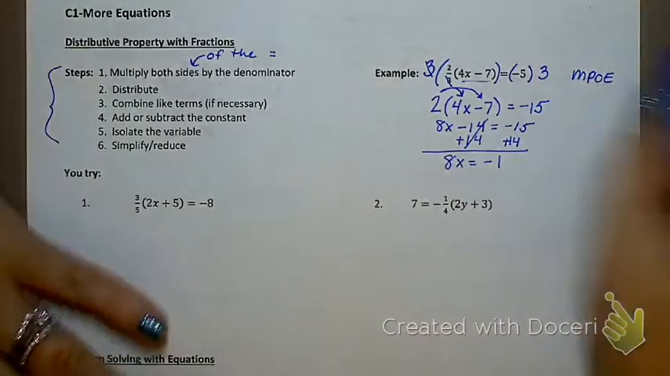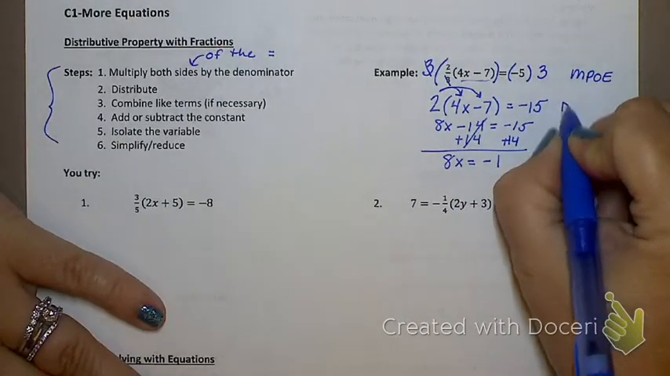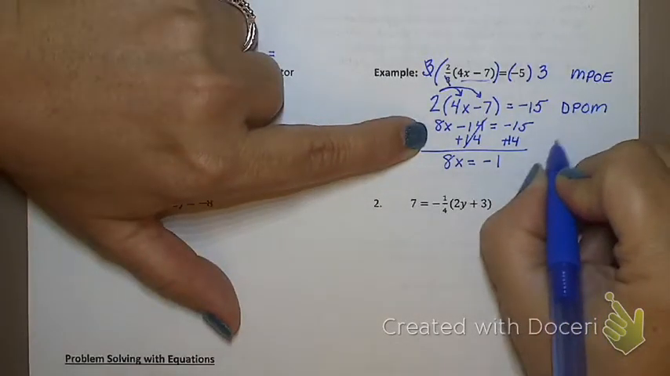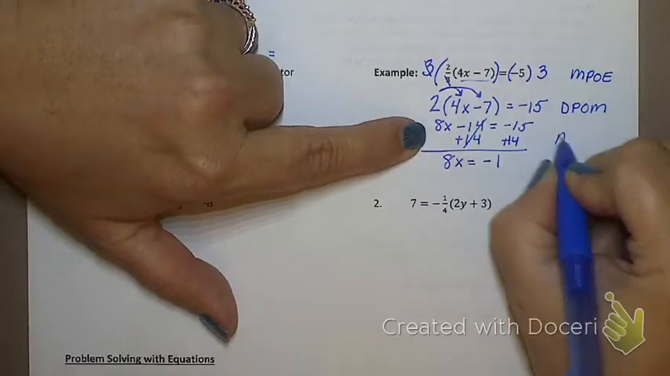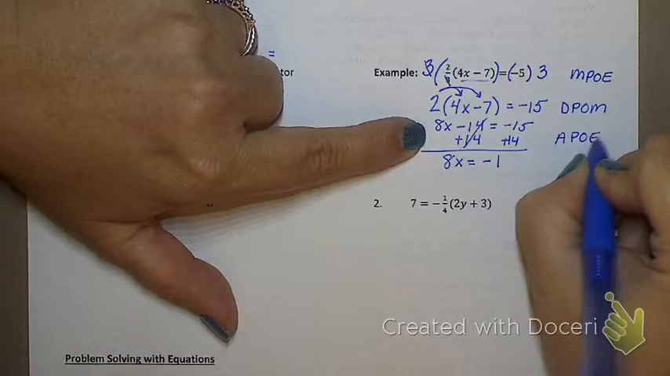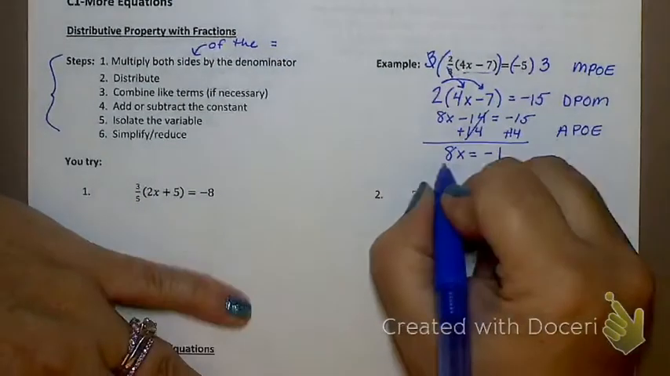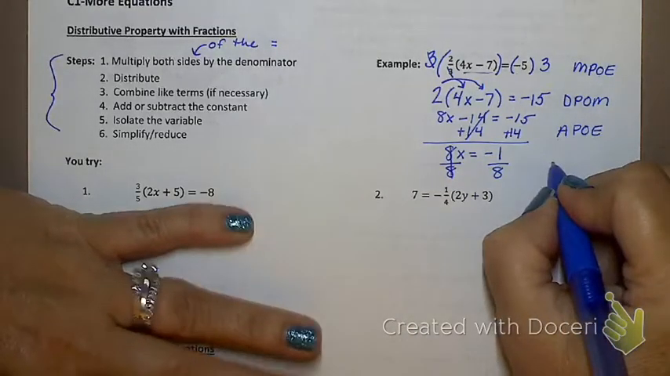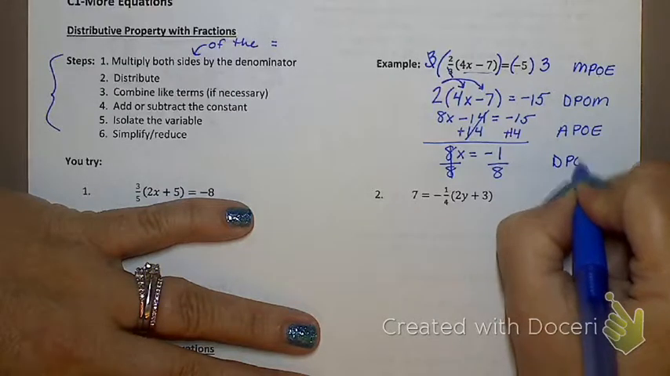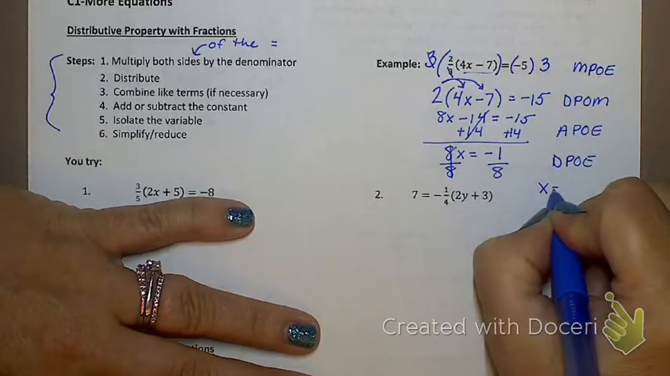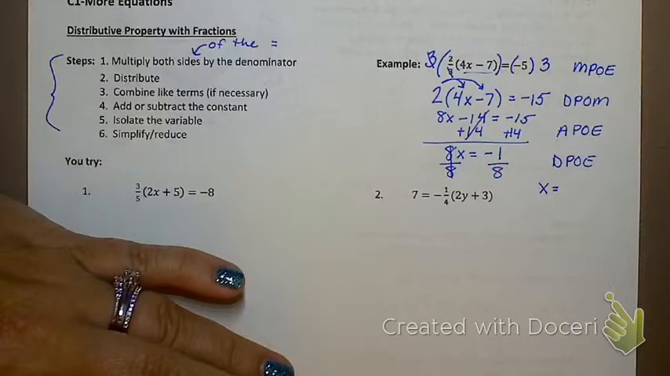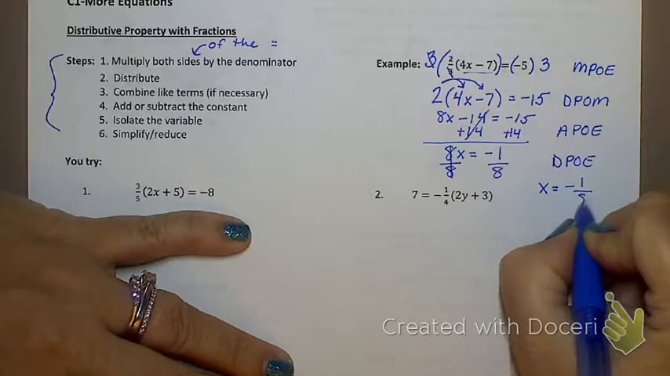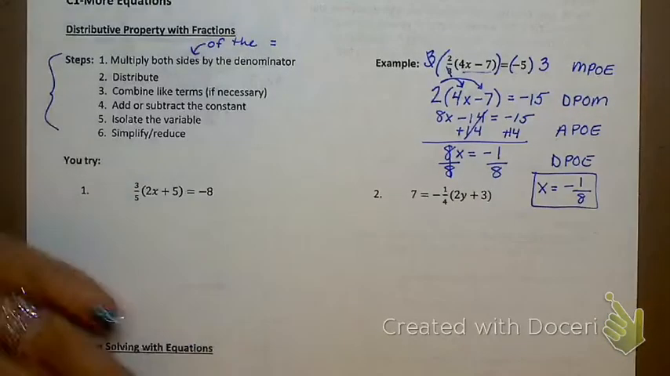Negative 1. By the way, I'm not writing my properties. Shame on me. Distributive property of multiplication right there. And then, let's see, what did I have here? Addition property of equality. I have one more step. What do I do? Divide by 8. Does negative 1 divide by 8 nicely? That's my division property of equality. So I'm going to leave my answer as negative 1 over 8. However, if it's a fraction that can be reduced, I need to reduce it. Negative 1/8 cannot be reduced, so I just leave it as negative 1/8. Easy peasy?